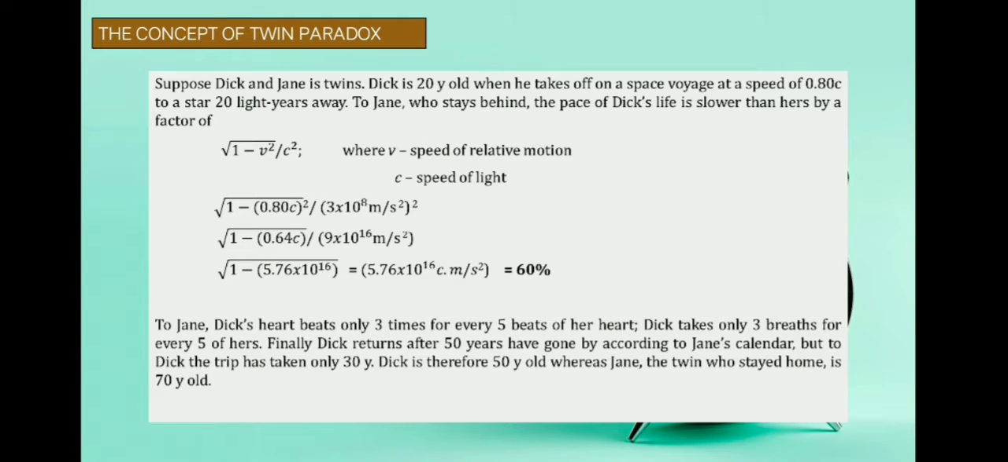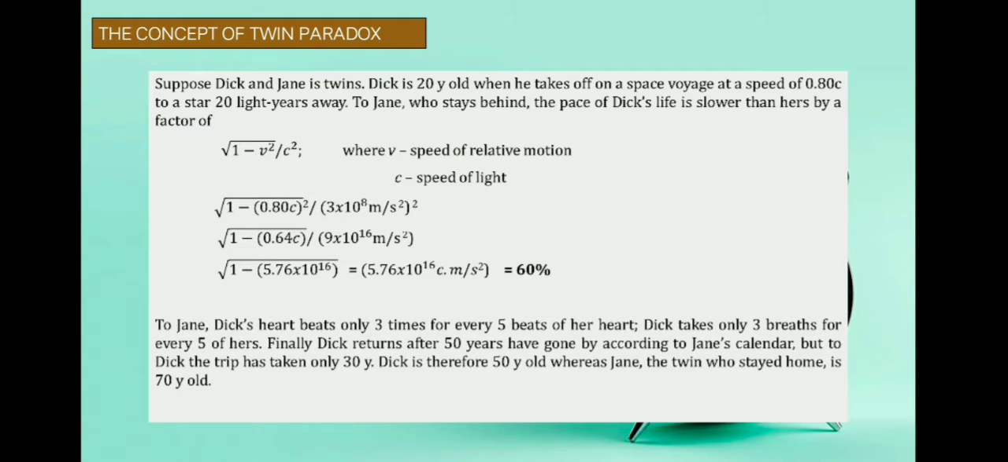So this is actually equal to almost 60%, meaning that Dick's life is slower than Jane's by 60%. To Jane, Dick's heart beats only 3 times for every 5 beats of her heart. Dick takes only 3 breaths for every 5 of hers.